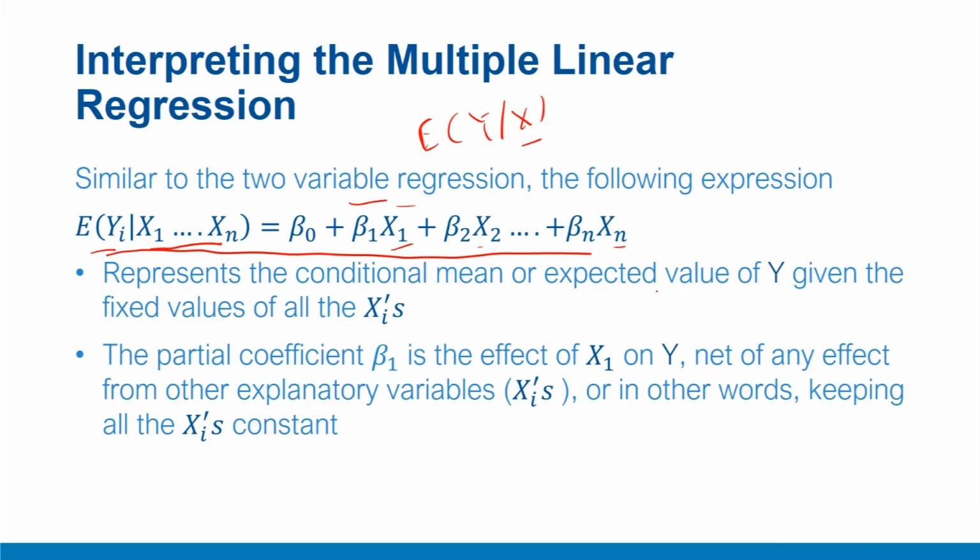This is called the conditional mean or expected value of y given the fixed values of xi's, or conditioned upon the fixed values of xi. Notice the coefficients beta 1, beta 2 and so on up till beta n here. These are called partial coefficients. For example, this beta 1 is the partial coefficient and it measures the effect of x1 on this variable y net of any effect from any other explanatory variables, that is xi, or in other words, keeping all the other xi's constant. If all the xi's are held constant except x1, then beta 1 will represent the impact of x1 on y.